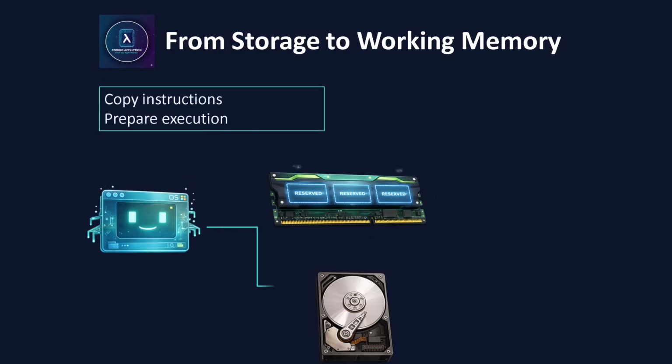Now, the program's instructions are copied from storage into working memory. The processor can only execute instructions that exist in working memory. Once copied, the program is no longer just a stored file. It now exists inside the machine's active space. But still, it has not started running. The stage is prepared first.